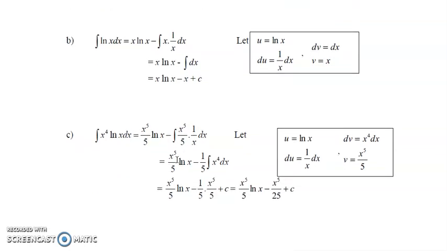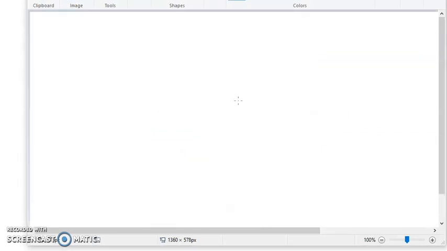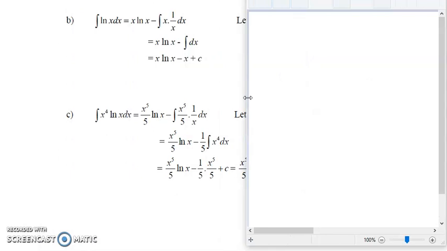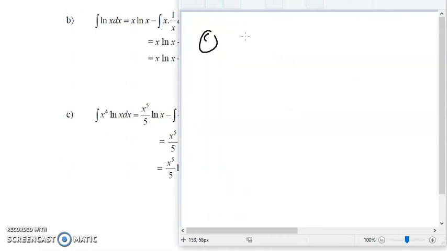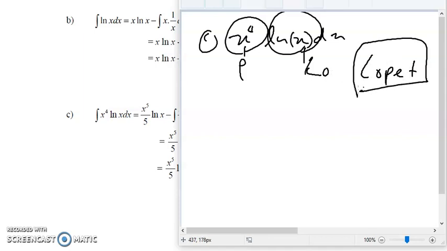So let's proceed to question C. As for question C, we'll have x to the power of 4 and then ln x dx. So this is for the x and this is for the ln. Using the LOGPAD, this is your polynomial and this is your logarithm. So using your LOGPAD again, we have logarithm and we have polynomial, so we are going to let u be equal to logarithm, in this case ln x.